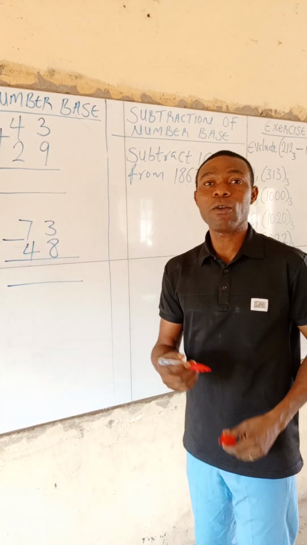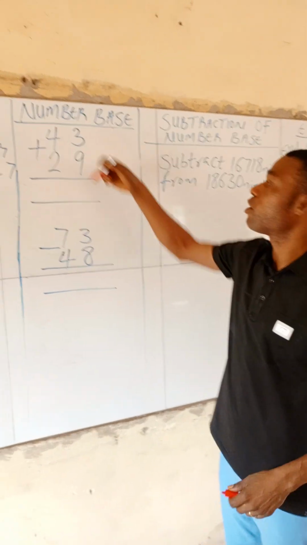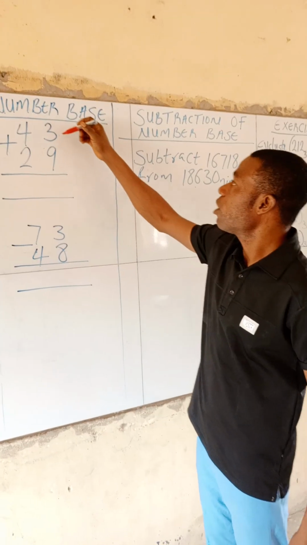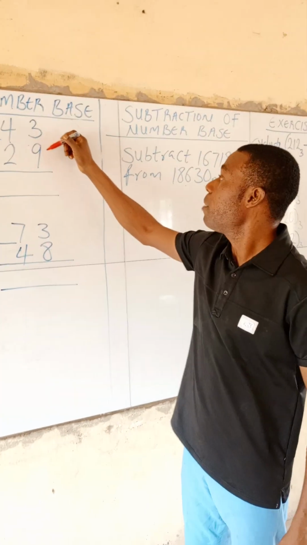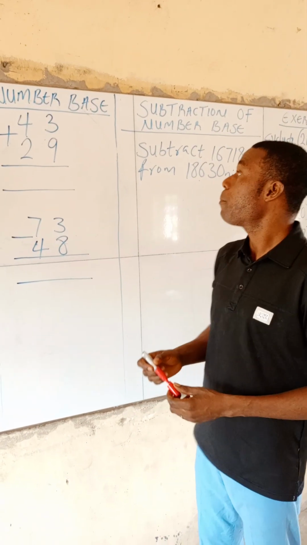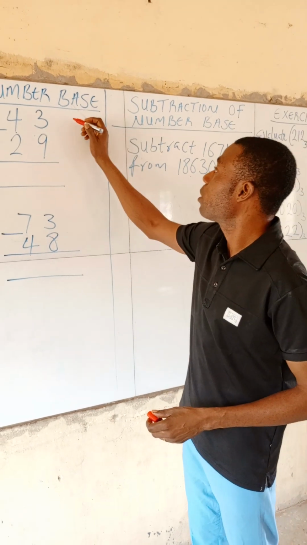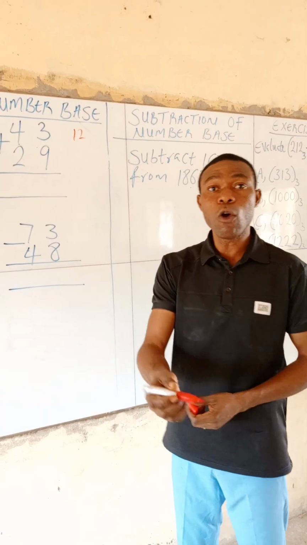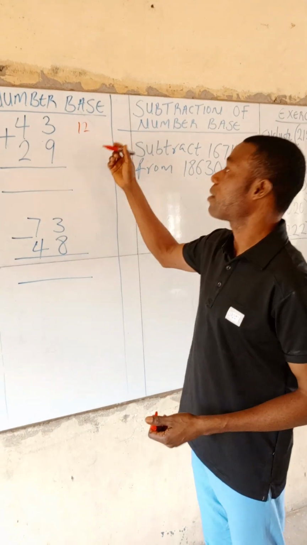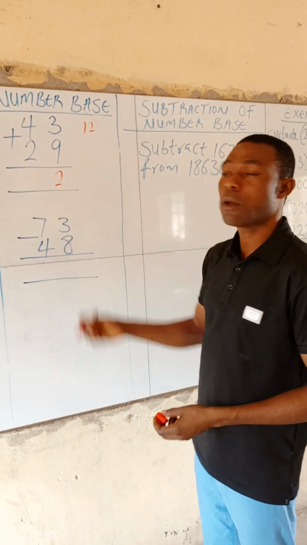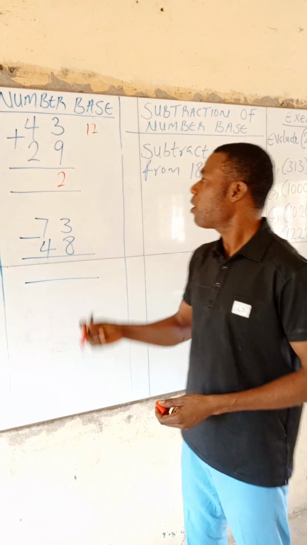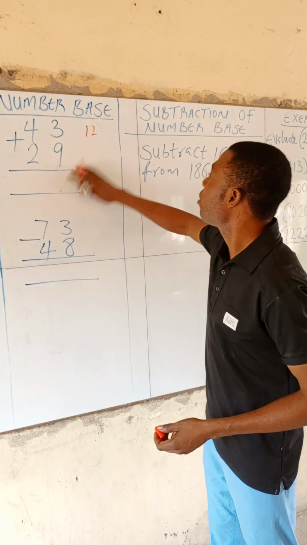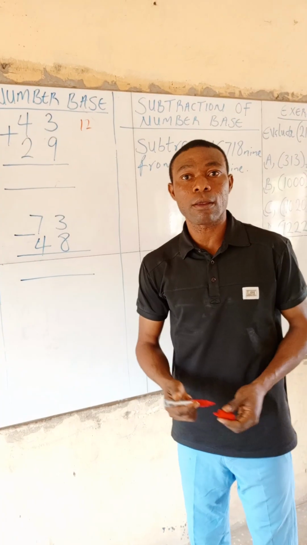Remember, while we're in primary school, we normally do addition of numbers. In addition of numbers, we have 3 plus 9. 3 plus 9 usually gives us 12. Do you normally write 12? No. I guess you write 2. You are correct. But the question now is, why write 2 but not 12?